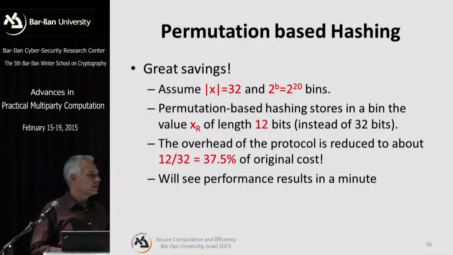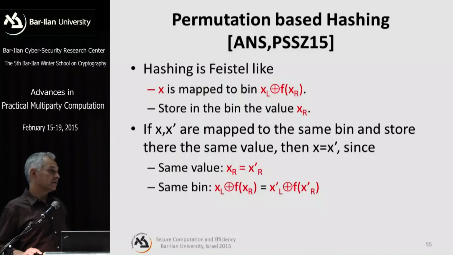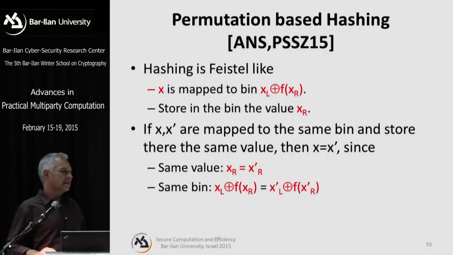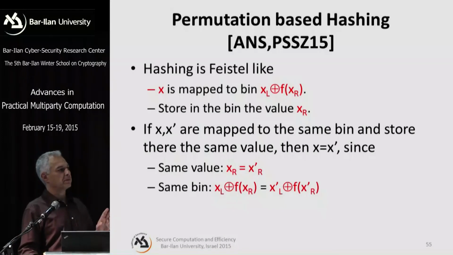Is it clear that only one value will be stored in each bin, or can there be more? No, there could be more than one value in each bin. And don't you have to hide that? So again, as in the previous construction, there might be more than one value mapped into each bin.